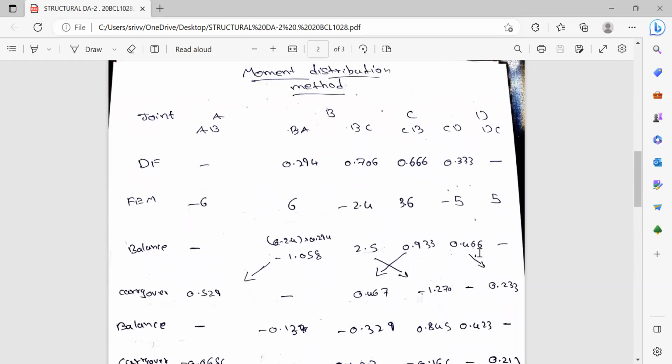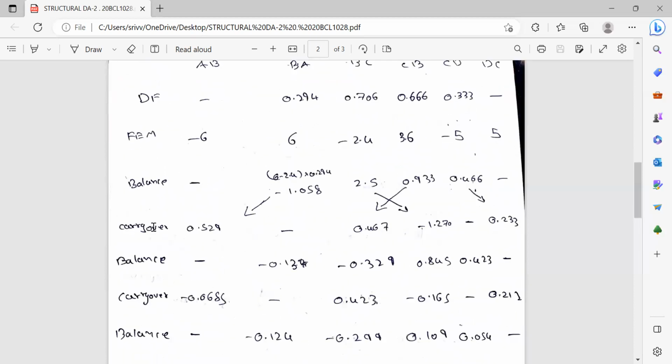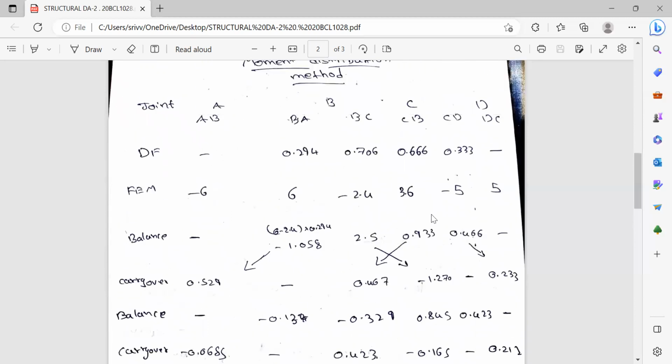And we don't have to balance A and D, as it's already zero. And then the next step is carry over. Carry over would be from BA to AB as it is in the span, and AB to BA. But AB doesn't have any value, so it would be zero, nil. And similarly from BC to CB and CB to BC. Again, you can see here CD to DC and DC to CD.